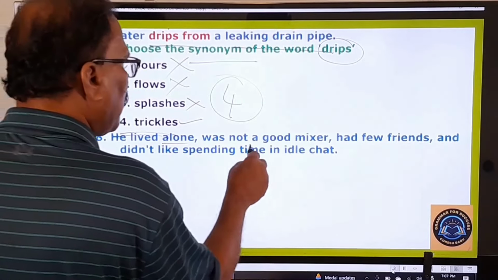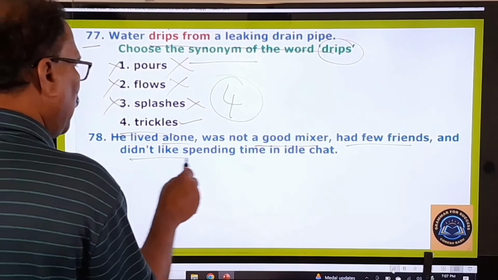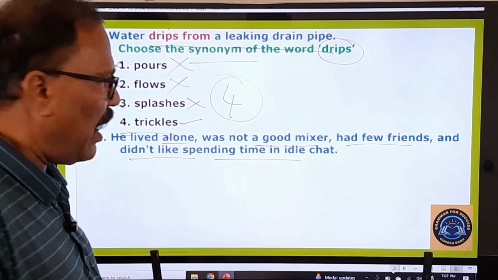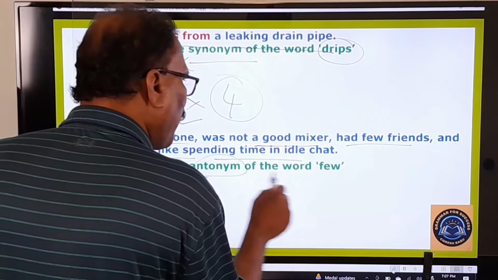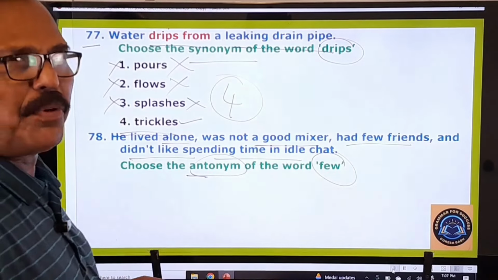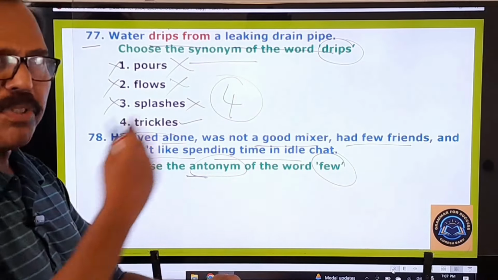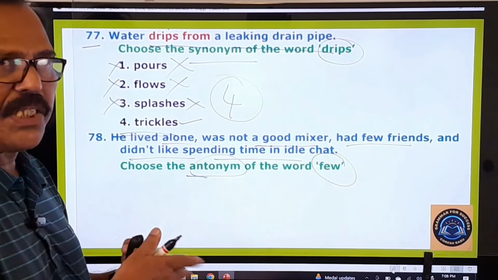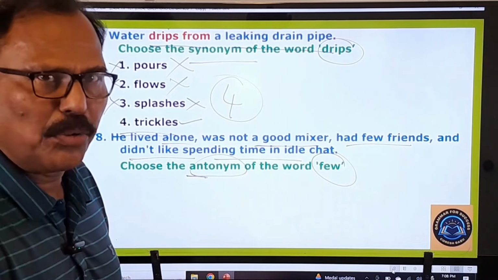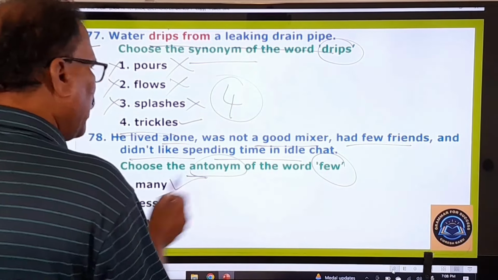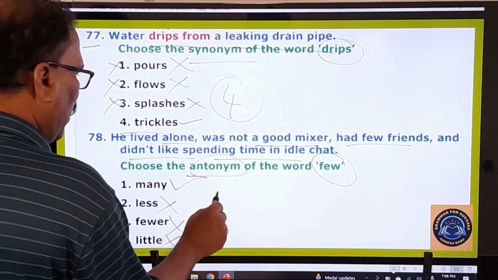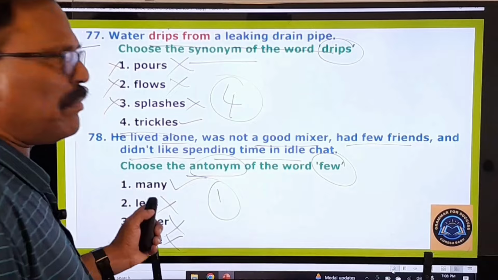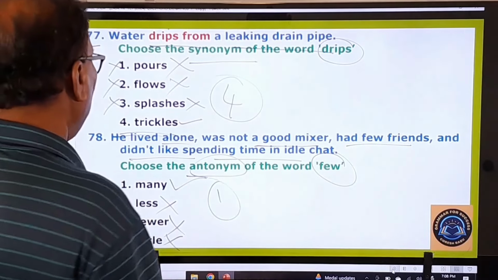He lived alone. He was not a good mixer, had few friends, and didn't like spending time in the ideal chart. Here this is the statement given by the examiner. And what is he asking you to do? Choose the antonym of the word few. Few means koddimandi. What is the opposite of few? Koddimandiki opposite chala mandi. If you know the meaning of this, at least you can think of that in Telugu. And here you see many. Many is the right one. Less, fewer, little, these are not the right one. Only the first one is the right one. I need not give an explanation for this, you know very well. Koddimandiki chala mandi kada opposite. Now you move on to other questions.